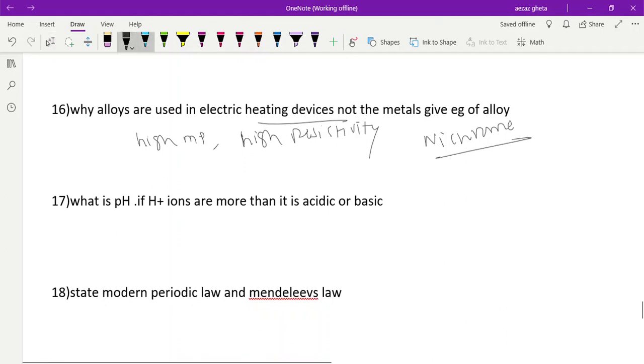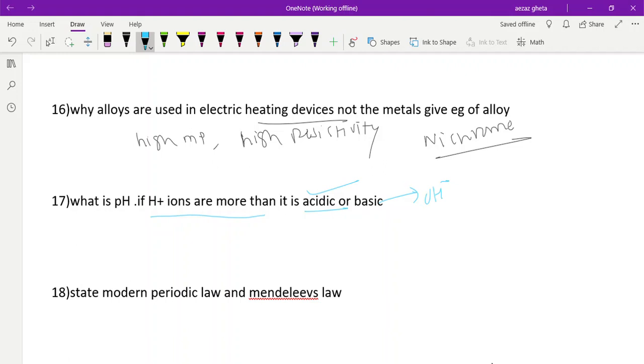What is pH? pH is nothing but the power of hydrogen. It tells us how many hydrogen ions are present in a solution. We'll get an idea by finding the pH. If H+ ions are more, then that solution is acidic. In a basic solution, more OH- ions will be there.